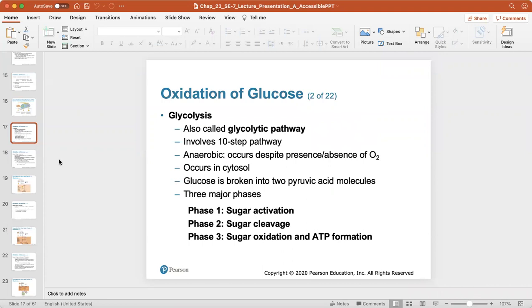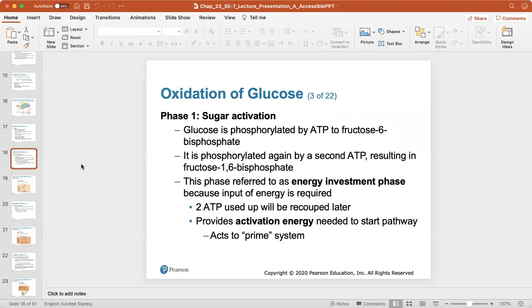So let's first talk about glycolysis, and this is the oxidation of glucose. Glycolysis is also called the glycolytic pathway. It involves 10 steps. It can occur anaerobically in the absence of oxygen, but this glycolysis occurs in the cytosol, where glucose will be broken down into two pyruvic acid molecules. There are three major steps of glycolysis: sugar activation, sugar cleavage, and then sugar oxidation and ATP formation. I'll let you go through those three steps on your own.